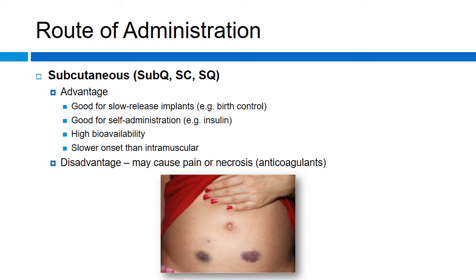It's a protein, right? So if I take a protein into the GI tract, what do you think the stomach acids do to that? Same thing as it does every other protein. It tries to break it down to the individual amino acids. So we can't give insulin orally.